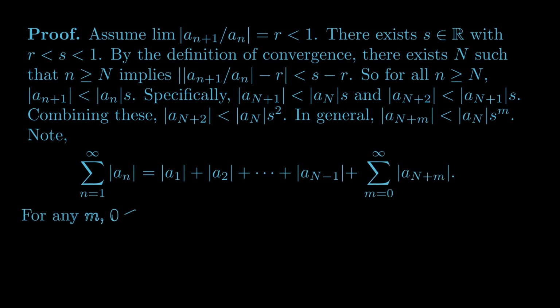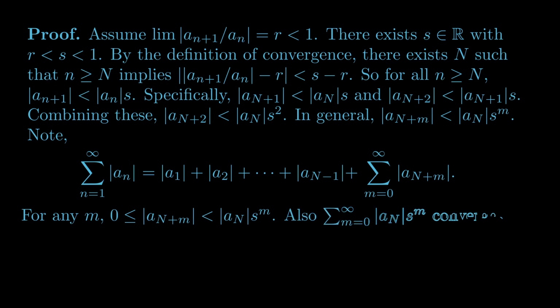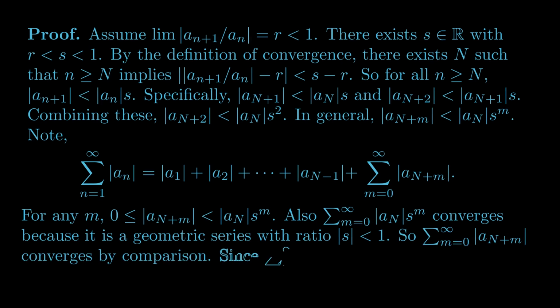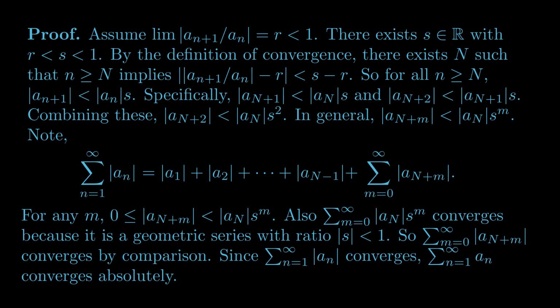And for any m, 0 is less than or equal to the absolute value of a sub big N plus m, which is less than the absolute value of a sub big N times s to the m. And we know the series from m equals 0 to infinity of absolute value a sub big N times s to the m converges because it's a geometric series with the common ratio s being strictly less than 1 in absolute value. So our series converges by comparison. And since the series of absolute values of a_n converges, we can conclude that the series sum of a_n converges absolutely. Now we'll turn our attention to Abel's test and Dirichlet's test.